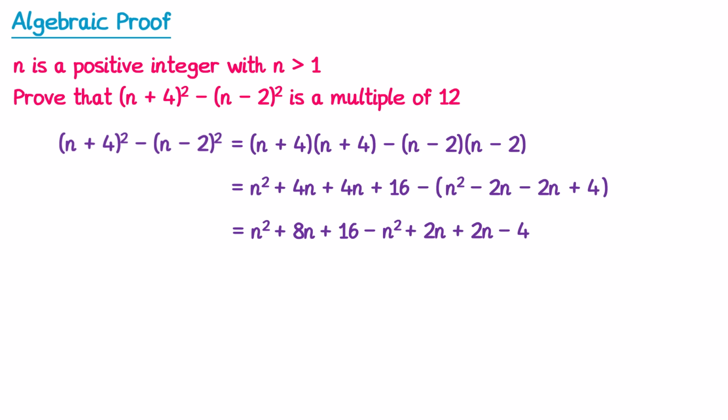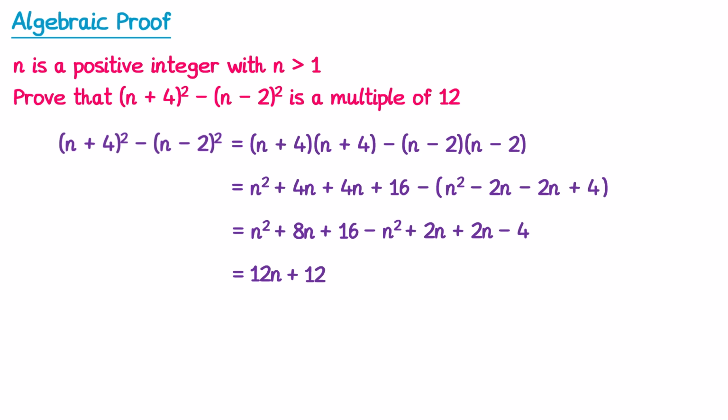Now we can go ahead and simplify. We have n squared subtract n squared, which is actually 0. Then we have 8n plus 2n, which is 12n, and then 16 subtract 4, which is plus 12. Now it is not surprising that we've ended up with 12s here, since we're trying to show it was a multiple of 12.